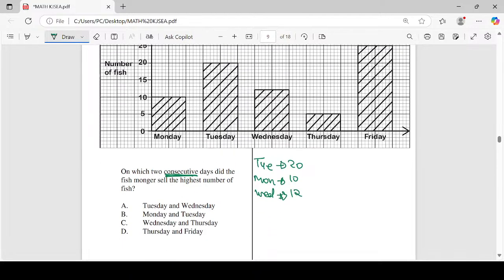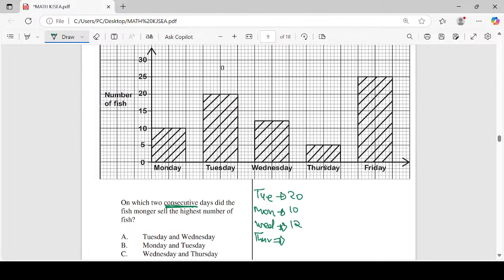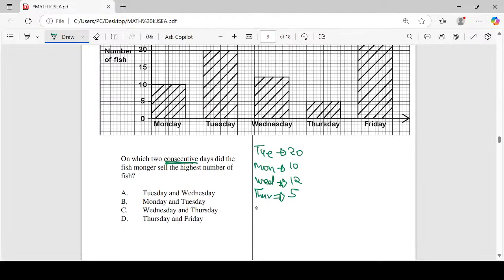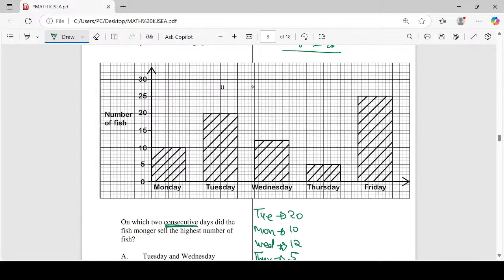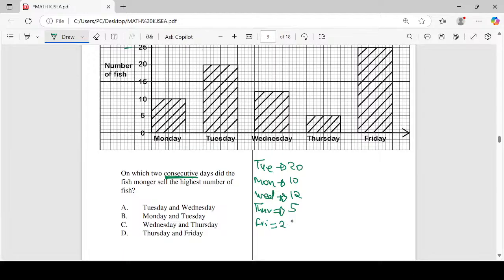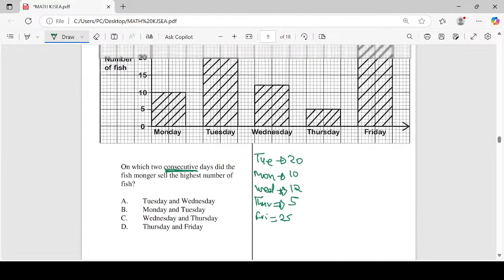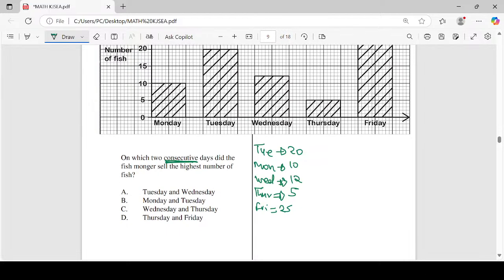Then for Thursday, let's see the reading for Thursday. Thursday, we are having 5. Then Friday, if you look at it keenly, we are having 25. After you've done your analysis like that, now they are asking which 2 consecutive days did the fishmonger sell the highest?